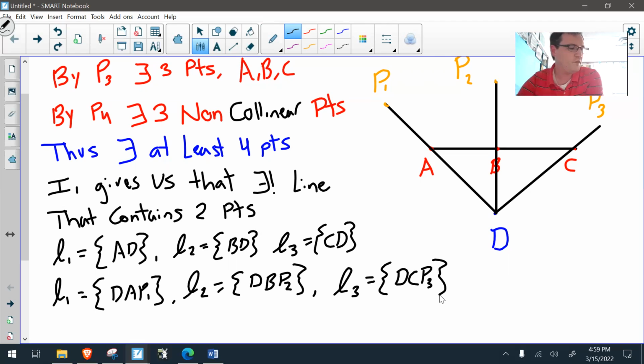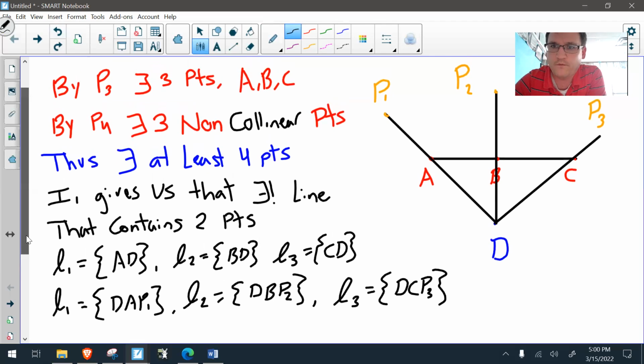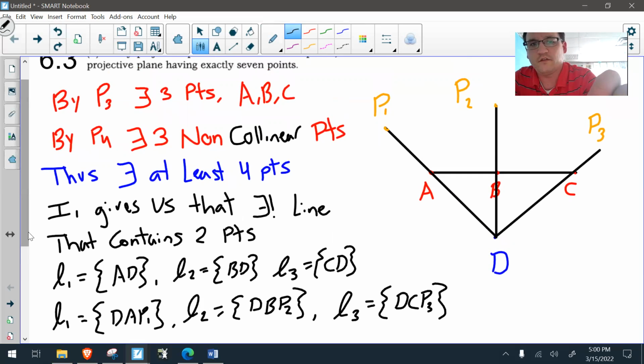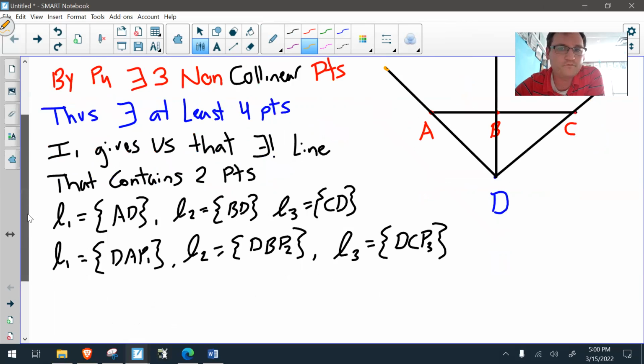Okay. So now, just where we are right now in our proof shows 7 points. We have P1, P2, P3, A, B, C, and D, right? If we go off the picture, that's 7 points, but we know pictures are deceiving. So what we have to do is show that these are in fact unique points. And to do that, we kind of have to do a proof by contradiction.